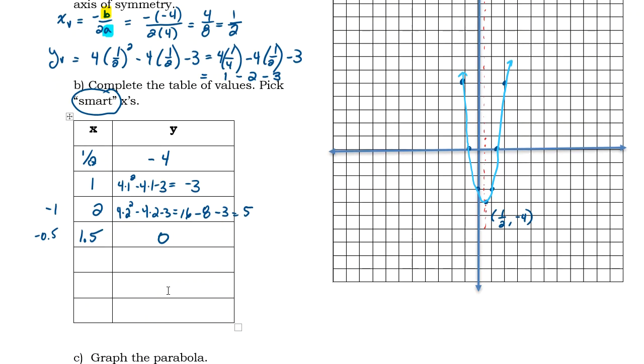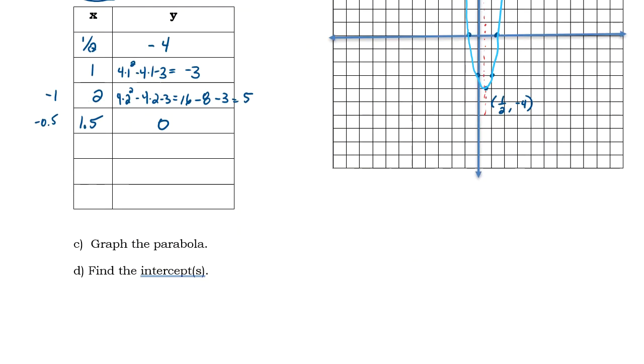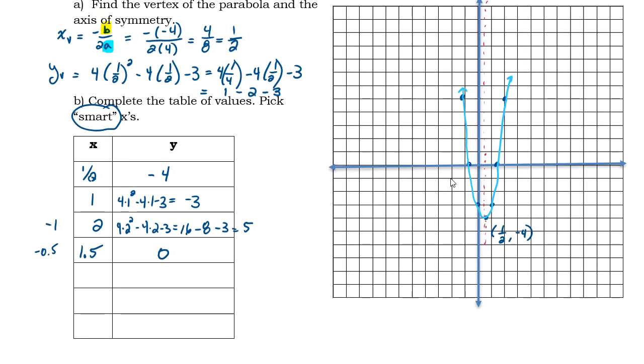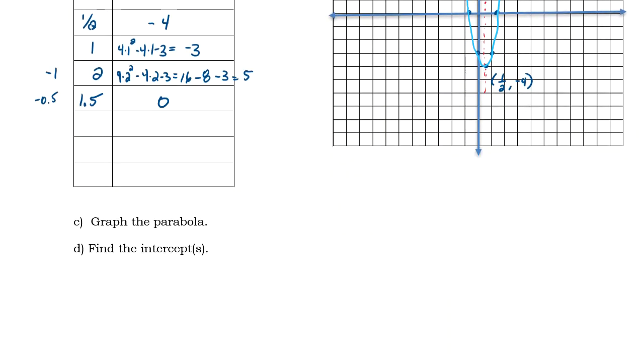And you can add some more points, but because of this whole 2 points for the price of 1 thing, you may not need to fill out the whole table to get a really nice graph of the parabola. All right, so we already did part C. We graphed the parabola. Now the last thing is to find the intercepts. Well, having the graph, we could see what the intercepts are, right? The x-intercepts on our table, we could see right there. Let's jot these down. We're also going to find them algebraically for practice.